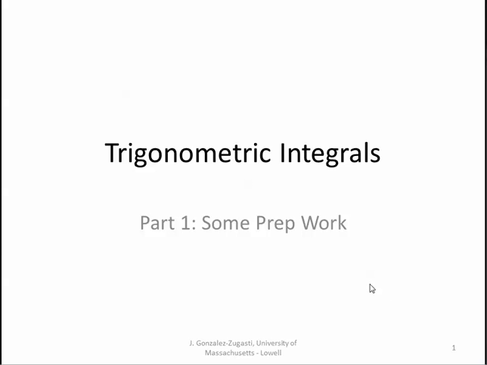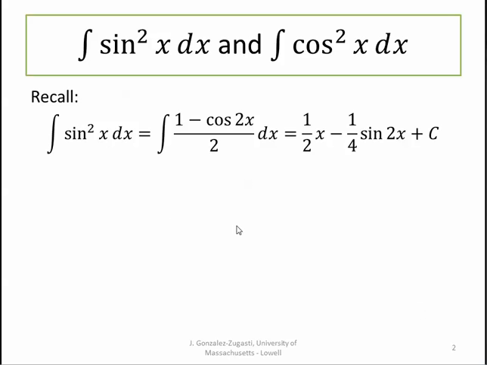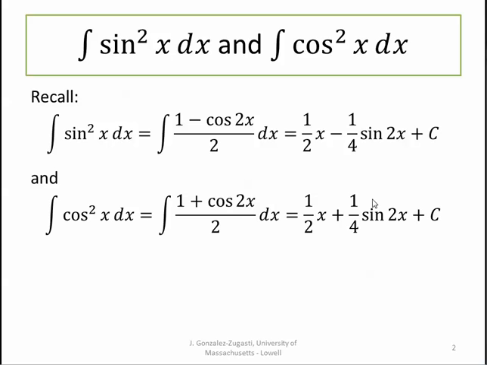Trigonometric integrals. So here we're going to figure out how to integrate powers of sine and cosine. First, let's recall how to find the integrals of sine squared x and cosine squared x. We saw that in order to do this, we used the trig identity that said sine squared x is equal to 1 minus cosine of 2x over 2, and that cosine squared of x is equal to 1 plus cosine of 2x over 2. And once you rewrite with those identities, it's simple to go ahead and take the integral.